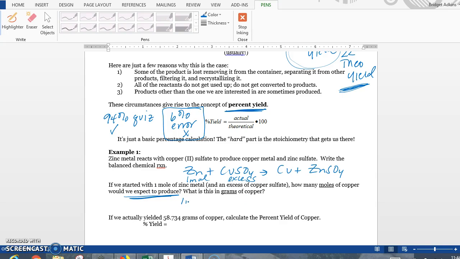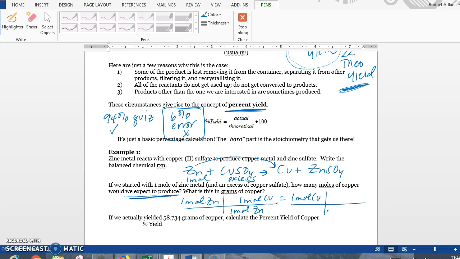Okay, so we start with our 1 mole of zinc. We don't have to worry about the copper sulfate because it's in excess. And we see that the mole-to-mole relationship between the zinc and the copper is 1 to 1. So if I have 1 mole of zinc, I'm going to make 1 mole of copper. So to answer their first question, I can make 1 mole of copper.